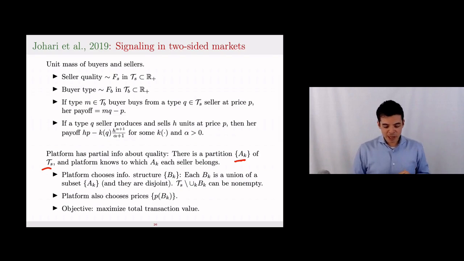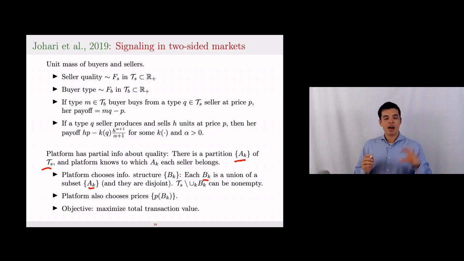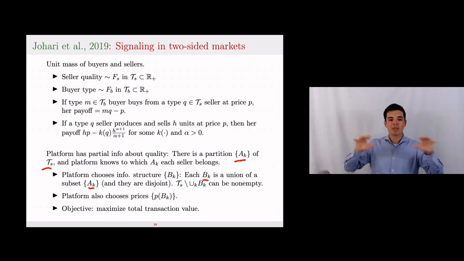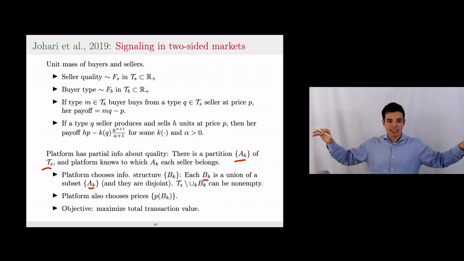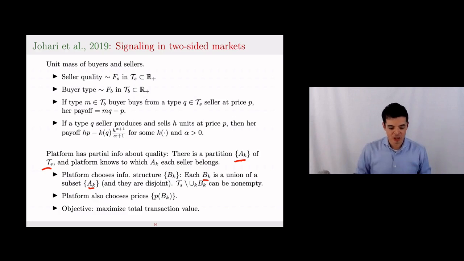The platform chooses an information structure, another collection of sets B_K. Here each B_K is a union of a subset of this collection A_L, right? So it may be the case that B_K is a union of sets A1 and A2, B_K prime is a union of the sets A3 and A4, and so on and so forth. So think about this as the platform starting with a finer partition of the set of possible quality levels and coarsening this information. And B_K is this coarsened information structure. And these sets B_K are disjoint, and it's important here to note that the union of all these sets B_K is not equal to the set of all possible quality levels. Some sellers with certain quality levels may not belong to this union.